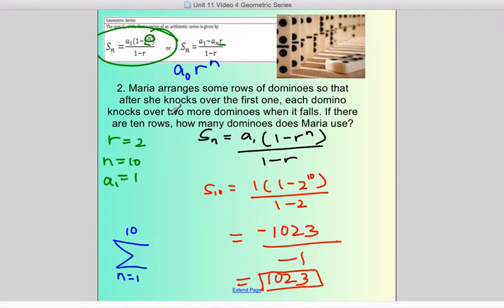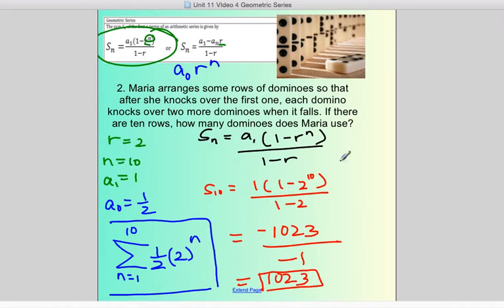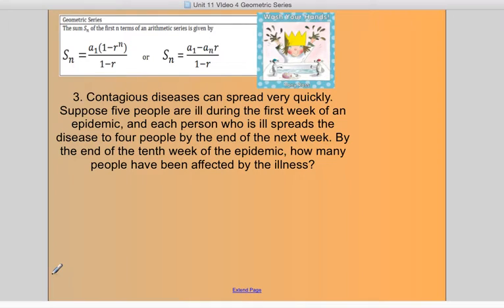So what would my a sub 0 term be? Well, my rate was 2, so I was multiplying everything by 2. So you take your 1 and divide it by 2. So it's 1/2 times the ratio 2 to the n. Okay, so this is how you could write this out into sigma notation, and you still calculate it the same way. All right. Example 3.